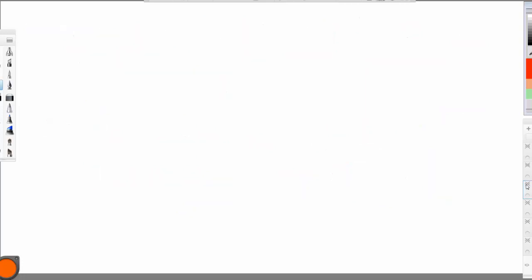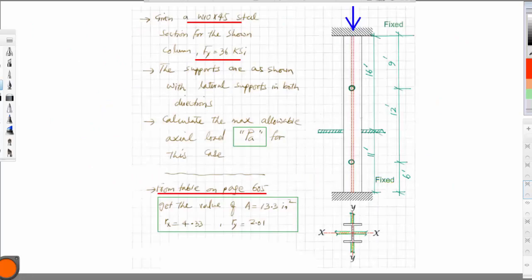Now we'll do another example. This example will have more cases. Example number 2: we are given a section W10 by 45, and the steel strength is 36 KSI, and the supports are as shown. You have lateral supports in the X direction at this distance, and lateral supports in the Y direction at these distances. If you take a section or the plan, it will look like that. You will see these are the lateral supports that are provided.